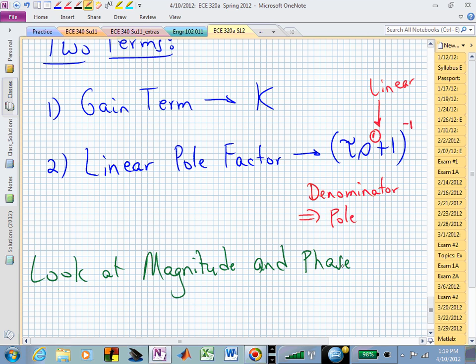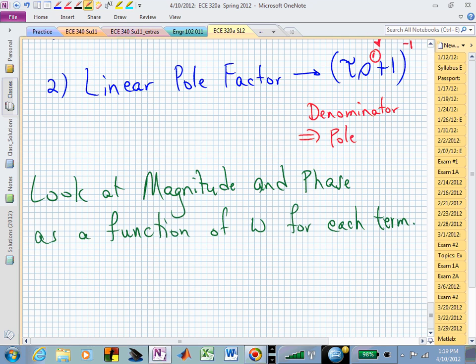And phase as a function of omega, or frequency, for each term. And we're going to sketch this. Our independent variable will actually be log of omega. It will be a logarithmic scale.